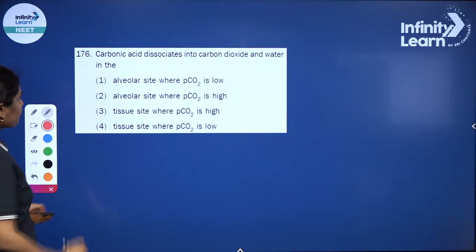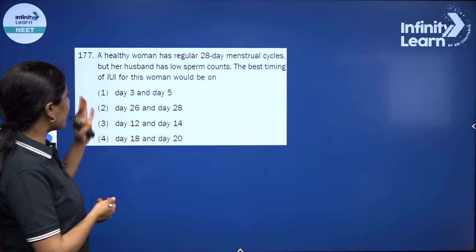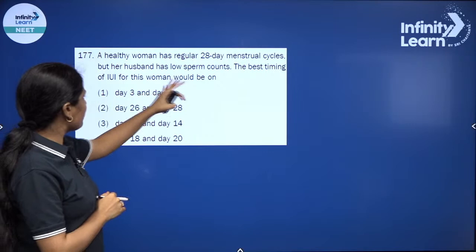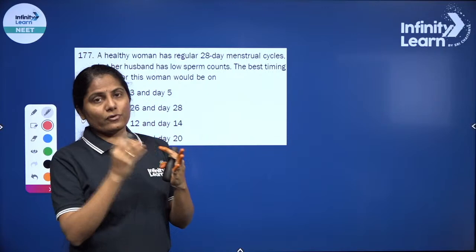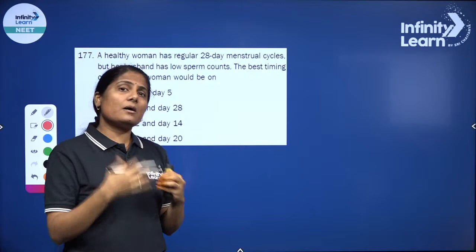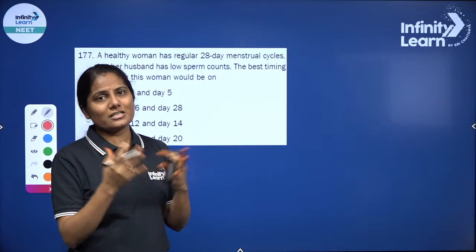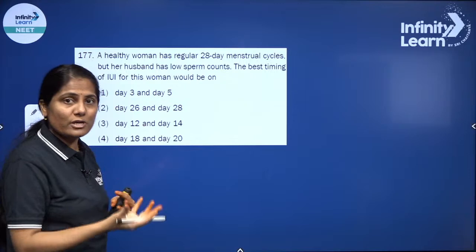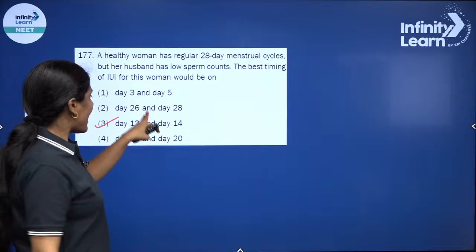And then, a healthy woman has a regular 28-day menstrual cycle, but her husband has a low sperm count. The best timing for IUI. Let's understand IUI is intrauterine insemination, putting in the sperm. Understand, the sperm can live for up to 3 days, but it's the ovum which has a very short lifespan, 24 hours. So ovulation, the best time, is when the LH surge is taking place and ovulation is taking place. So which are the days we are looking at? It's day 12 to 14. So this is one answer.